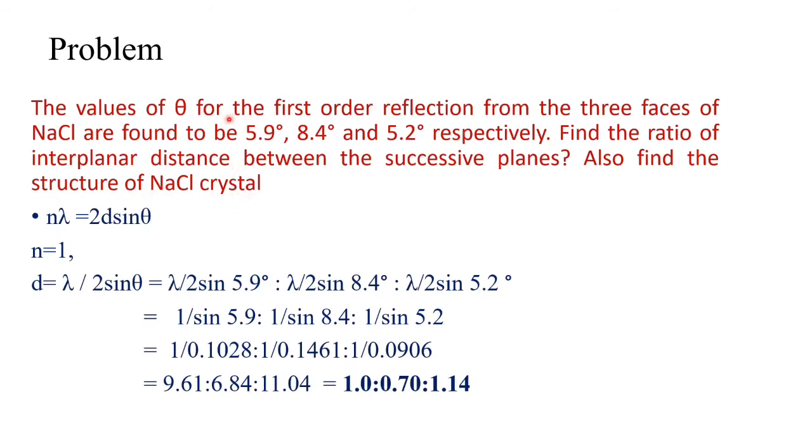So here 3 angles are given. These 3 angles are first order reflection from 3 planes. So for example, it may be 100, 110, this may be 111. So for 3 planes, the lowest angle at which maximum reflection occurs corresponds to first order. So maybe more than 3 may be there. For 100 plane, there also may be another 3 numbers. So from that we choose the first order reflection, because that gave the lowest angle at which maximum reflection occurs. Here we have to find the ratio of interplanar distance between the successive planes and also the structure of NaCl crystal.